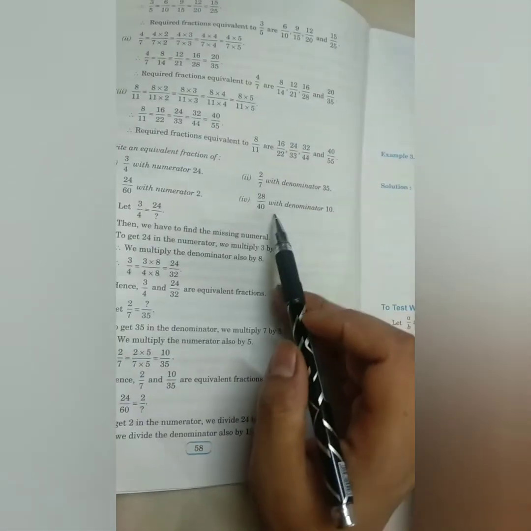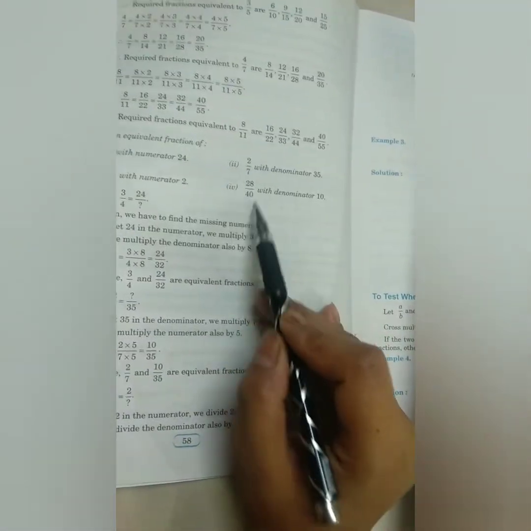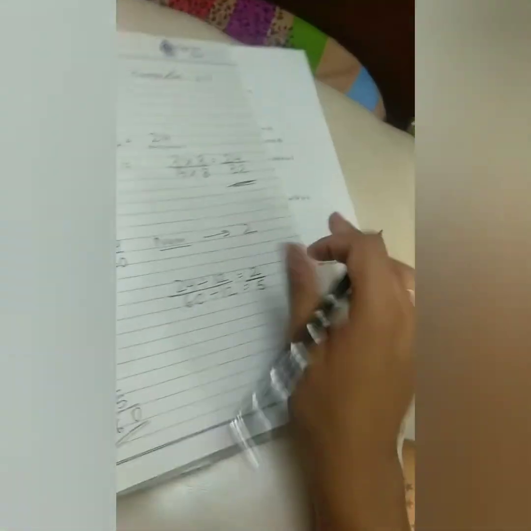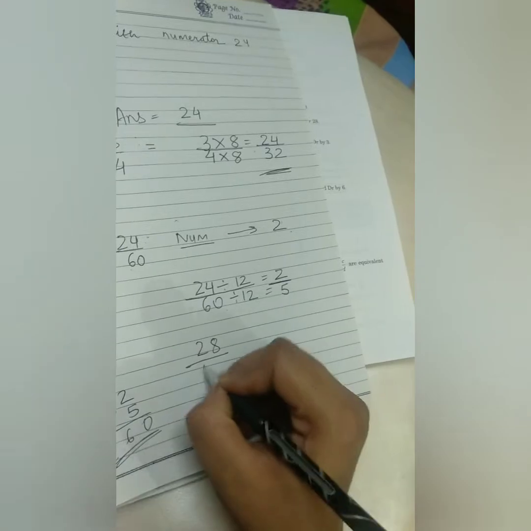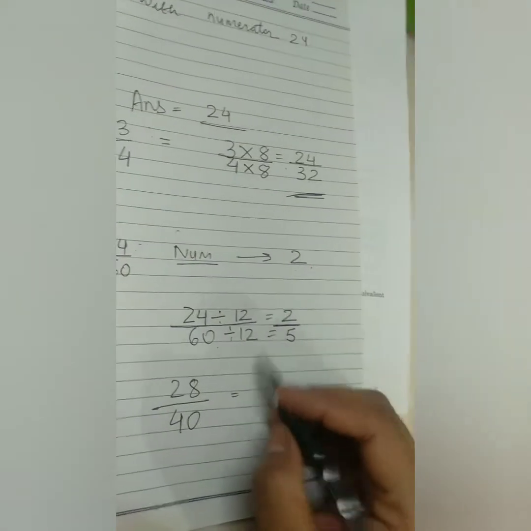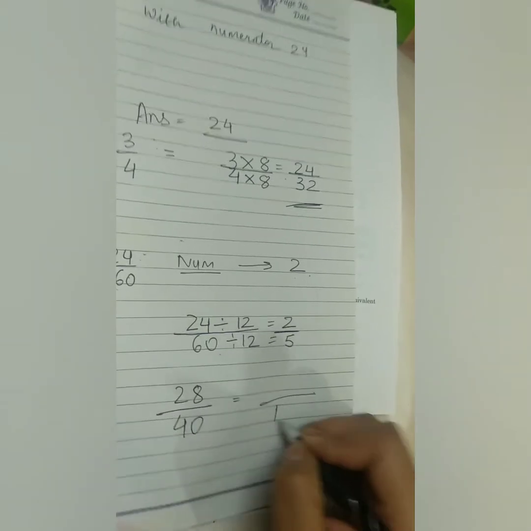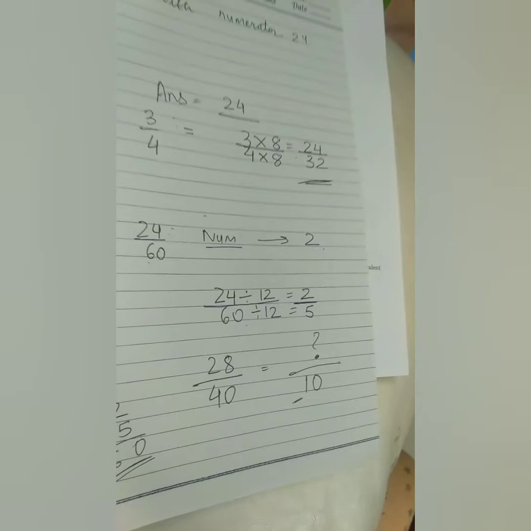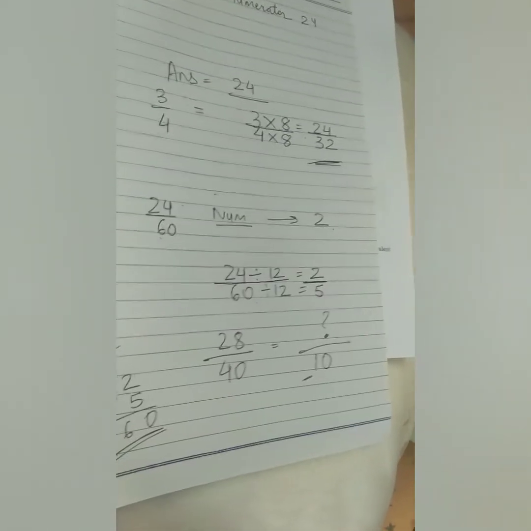Now let's see this question. You have to give the equivalent fraction and the denominator they have given you. That means they are telling you the number is 28 by 40 and they are telling you that the denominator has to be 10. Till now I have told you about numerator, so let me tell you about denominator also. That means they have given you denominator, but they have asked you to find the numerator. Again, you have to do the same way, don't worry.